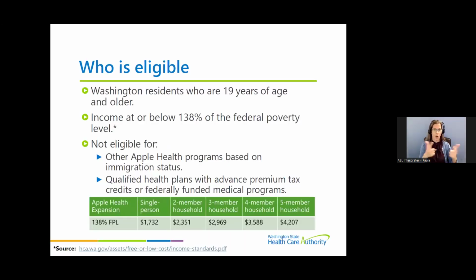The eligibility. Next slide. Who is eligible? Washington residents who are 19 years of age and older, with income at or below 138% of the federal poverty level, and those individuals who are not eligible for other Apple Health programs based on their immigration status, or qualified health plans with premiums, advanced premium tax credits, or federally funded medical programs. Next slide.